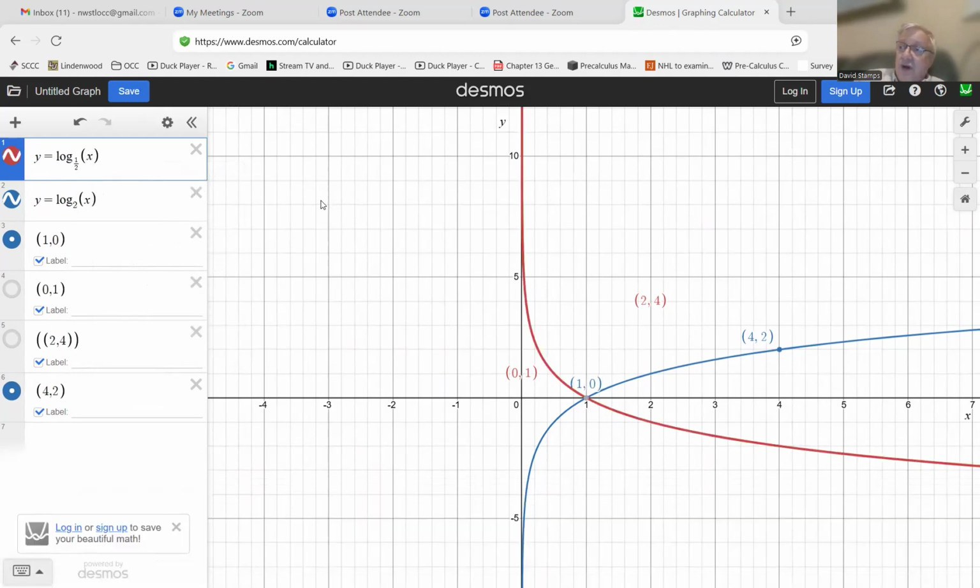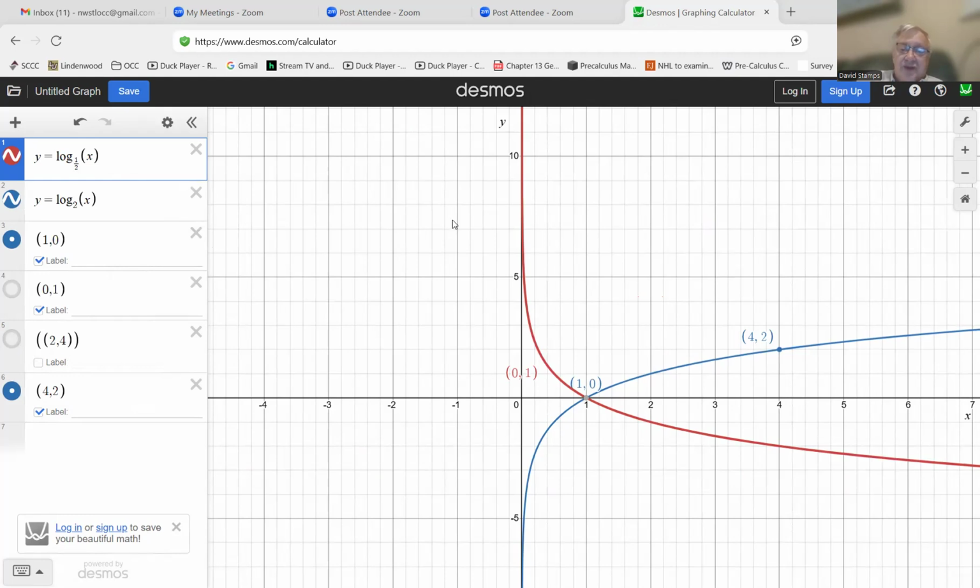If you have a base for a logarithm that's less than 1, it'll still have the vertical axis as an asymptote, but instead of coming up like this, it'll go downward like this. One thing that is common between the exponential and the logarithm graphs is that, whether it's exponential or logarithm, if the base is bigger than 1, the graph will go upwards. It'll increase from left to right.